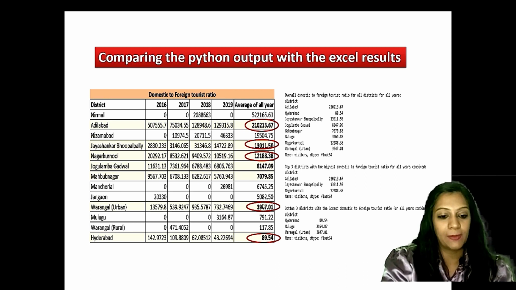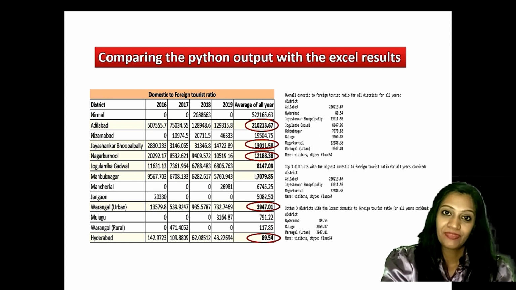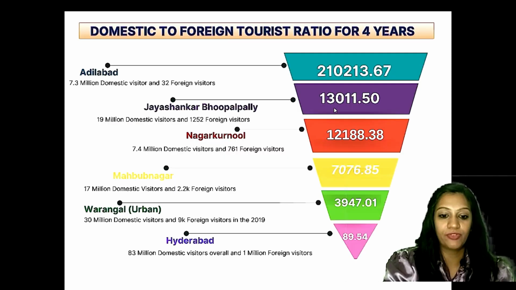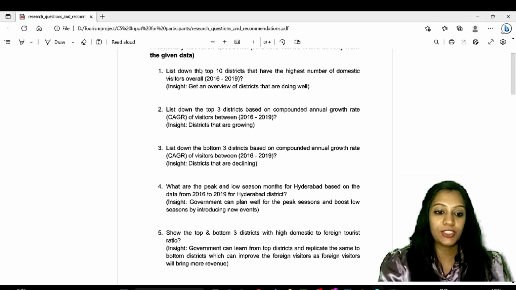So I'm going to consider Mehboob Nagar, Warangal and Hyderabad as the bottom 3 districts with the D to F ratio. The top 3 are Adilabad, Jayashankar Bhupalpally and Nagarkurnool, and the bottom 3 are Mehboob Nagar, Warangal and Hyderabad. So far we have checked the top 10 districts, the top 3 and bottom 3 districts with the CAGR ratio, the peak and low season for Hyderabad, and the D to F, or domestic to foreign tourist, ratio overall for all the years.